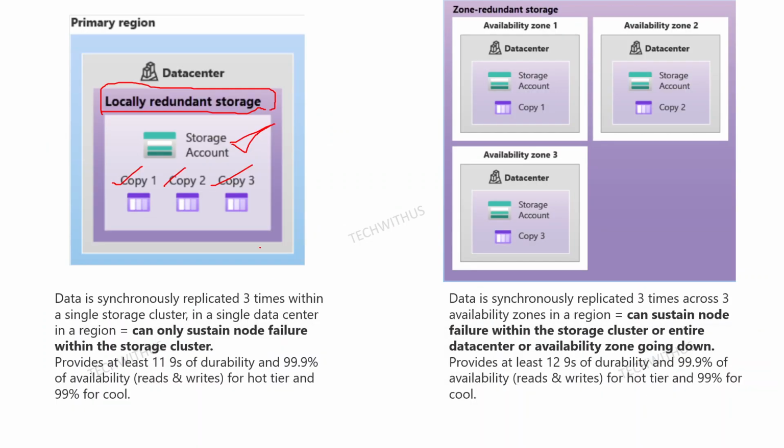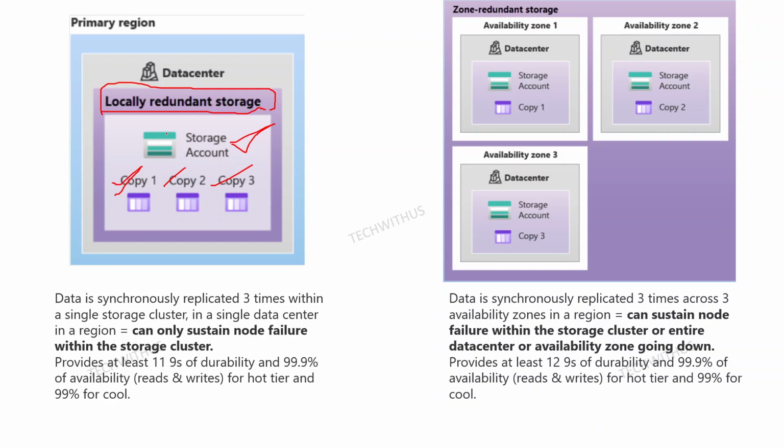Coming to LRS, local redundant storage, in your data center the data will be replicated 3 times. How it replicates, I have shown you now. It stores in multiple racks based on the update and fault domains. Because if a failure happens on one, the remaining 2 copies will be available. Suppose an update is happening on the first copy, the remaining 2 copies will be available. That is why they organize the data center in that way.